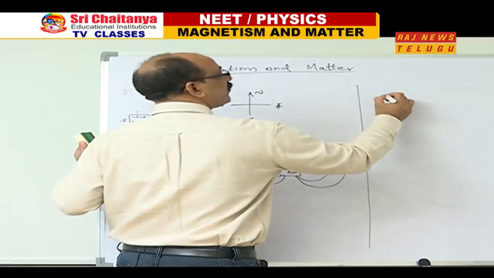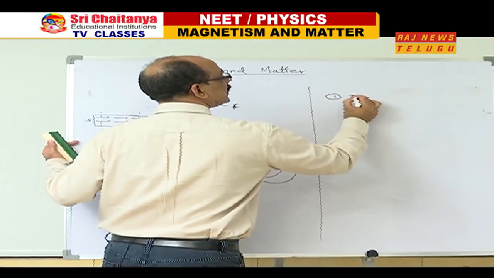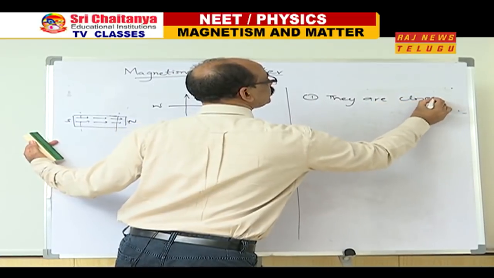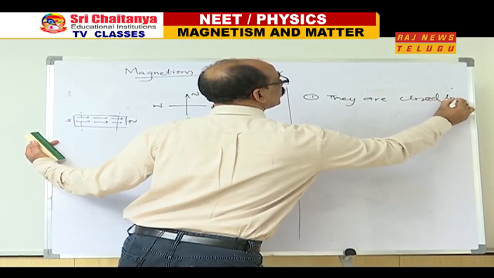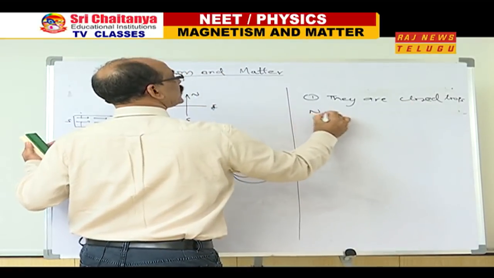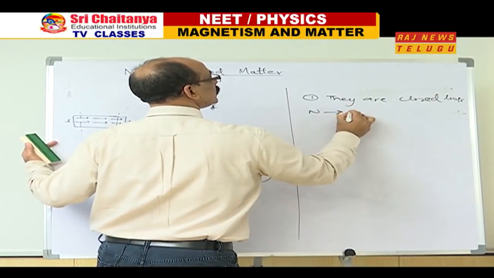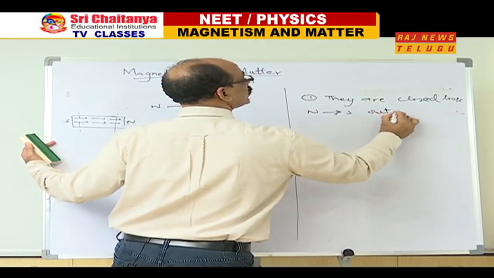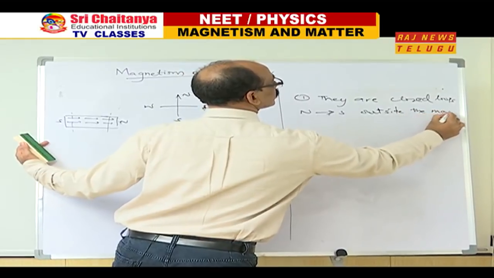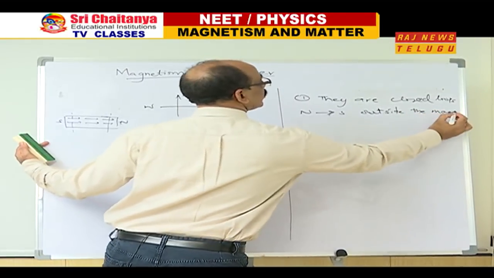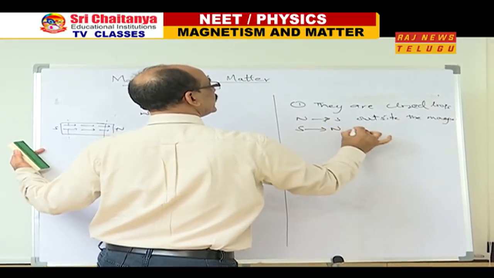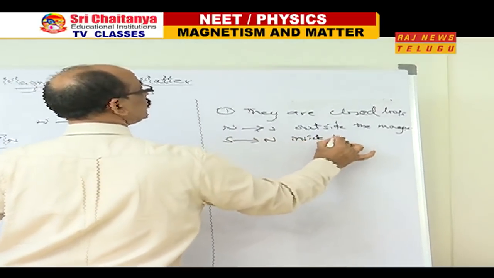First property of magnetic field lines is that they are closed loops. From north to south outside the magnet, and from south to north inside the magnet.